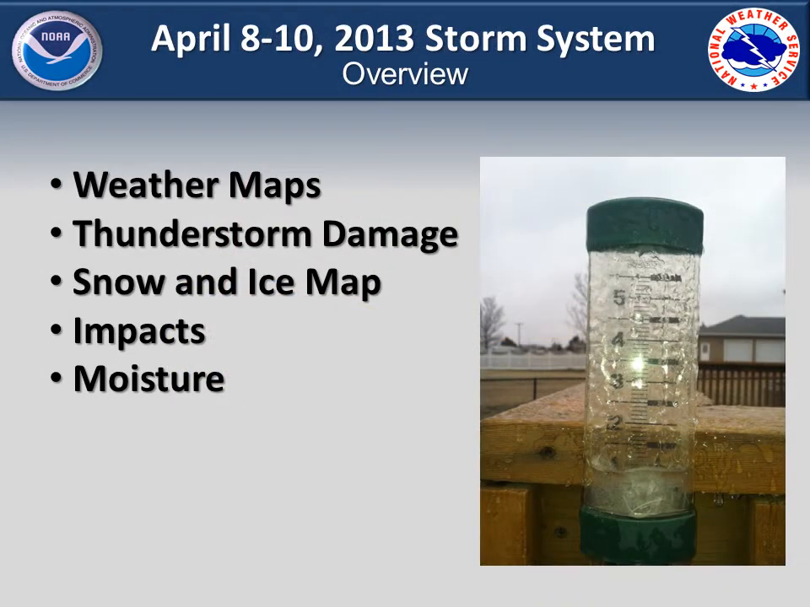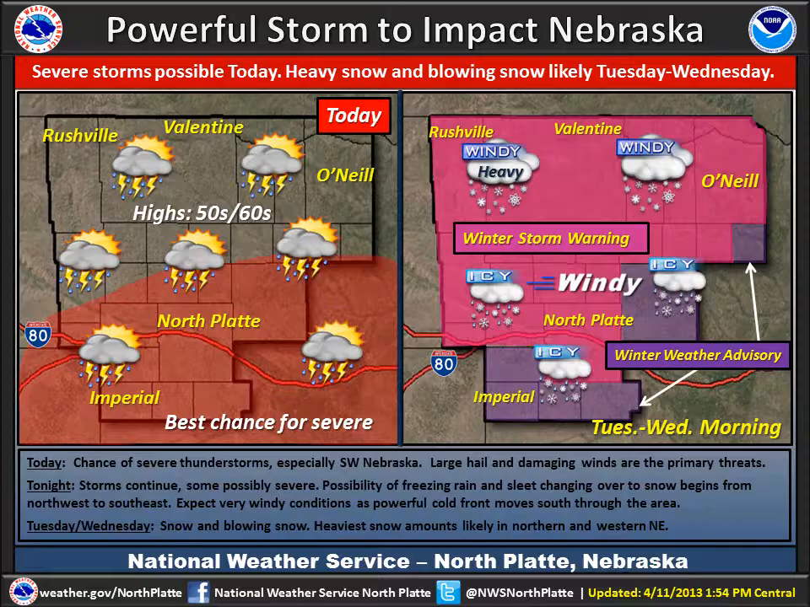We'll take a look first at a few weather maps for this event, then we'll take a look at the area of thunderstorm damage that occurred on the evening of Monday, April 8th. Next, we'll take a look at where the snow and ice fell across the area and also look at the impacts associated with this storm system. Lastly, we'll wrap up the video with a look at the total moisture we received from this system.